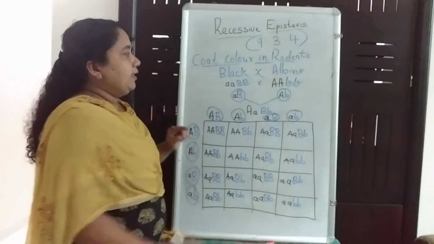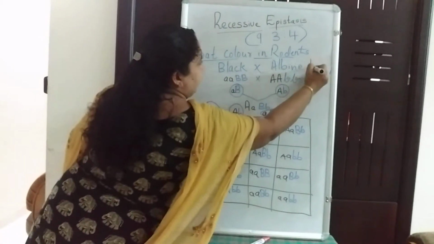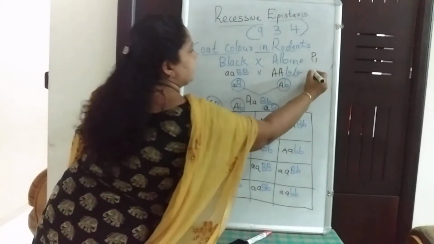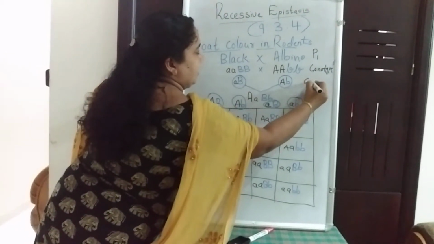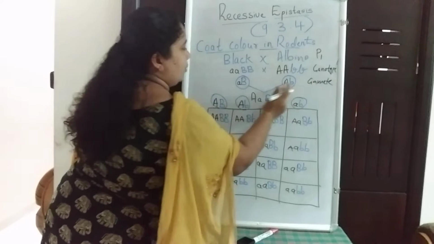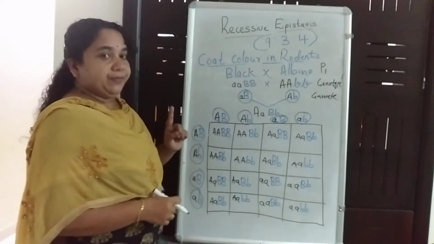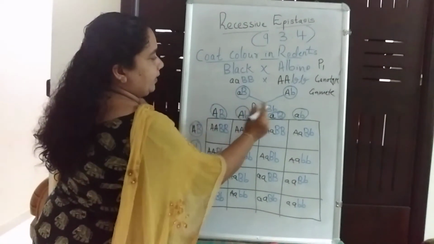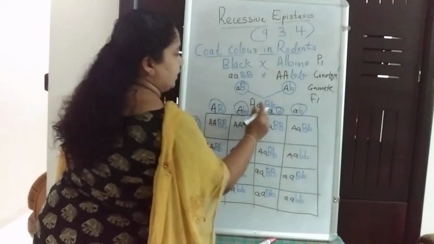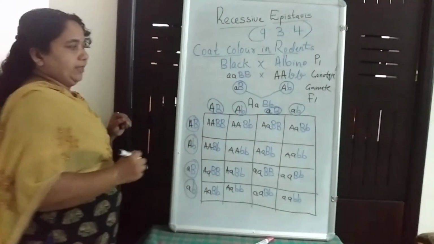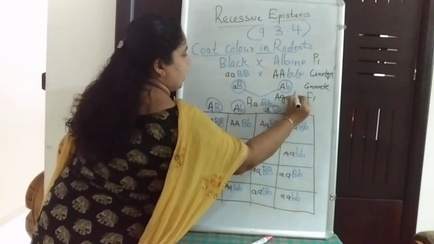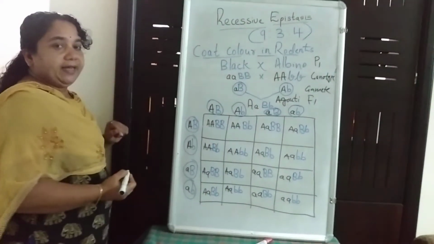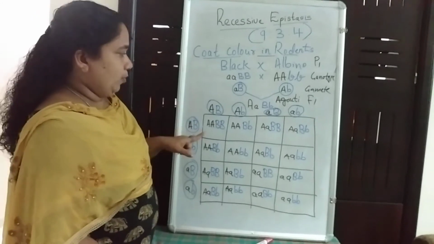And in the cross, this is the P1 and this is the genotype. We can write this as the gamete, only one type of gamete from each parent, and we get the F1 progeny with the agouti. The F1 progeny is agouti with capital A, capital B, small b.